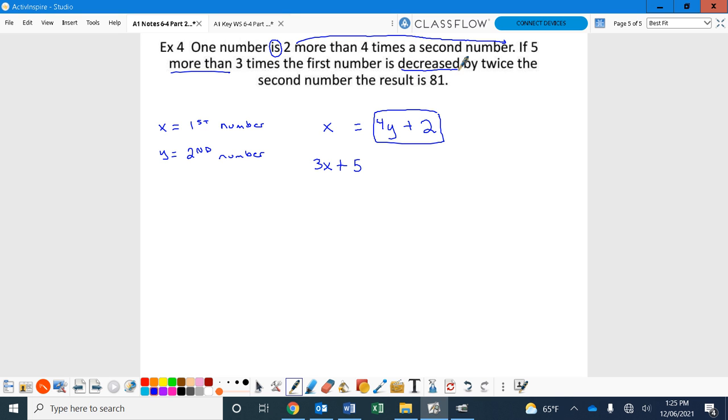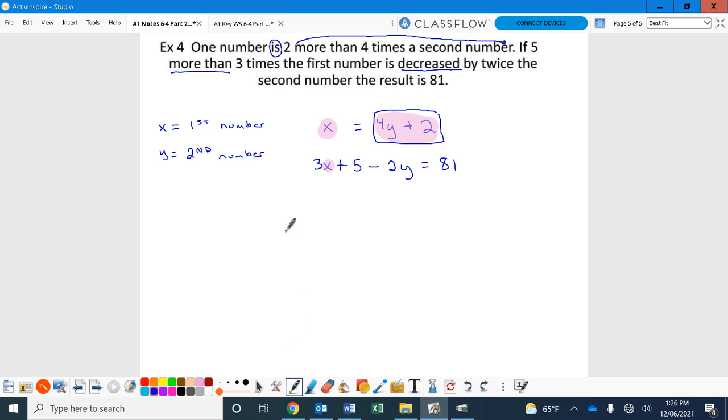is decreased by. What does decrease by do to the problem? Subtract it, so minus, and we're subtracting twice the second number. 2y, perfect. And then, guys, when it says the result is, that just means what? Equals, and it's equal to 81. Now, because I already have my substitution set up and I'm going to be plugging in for the x in the other problem, I'm going to replace that x right here with what is in this box. It's substitution. That's what I'm doing, substituting in that other variable.